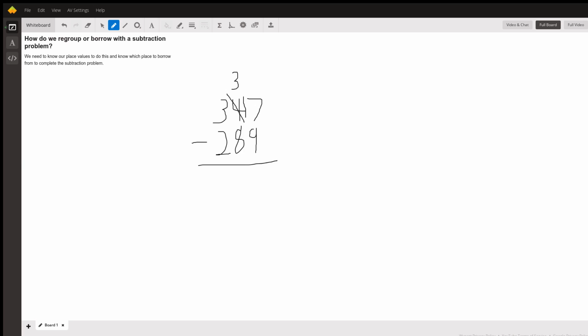And the way that we do that is we go to the hundreds place. There's 300 sitting right here. I'm going to take 100 from that 3. And I'm going to take that 1 and put it right here in the tens place next to the 3 to make it a bigger number. And when I take 100 from 300, I now put a 2 on top, which makes that 200.